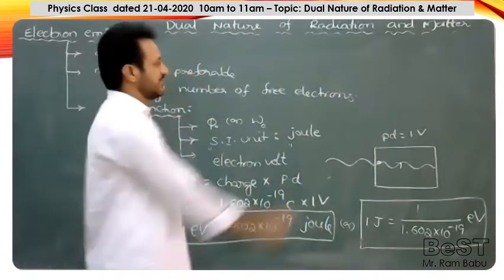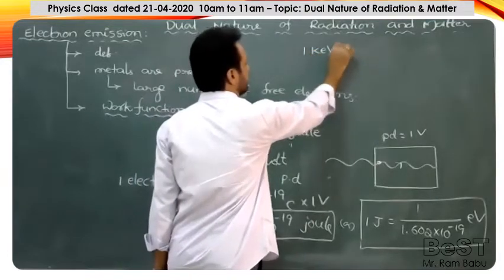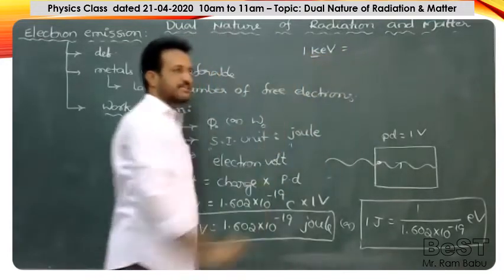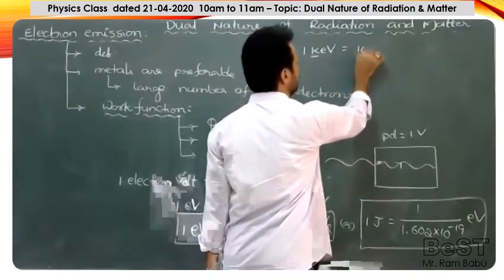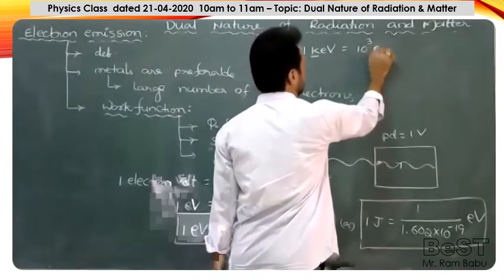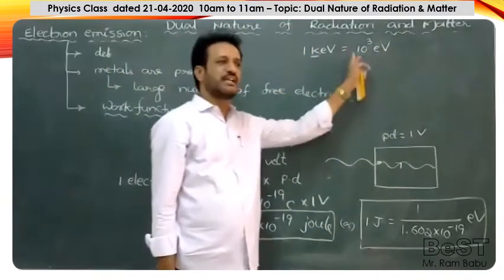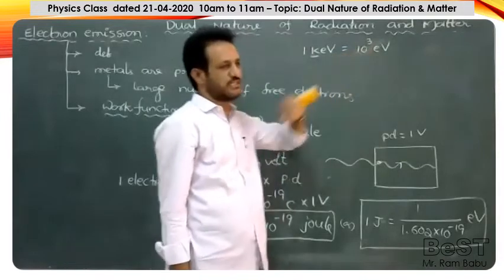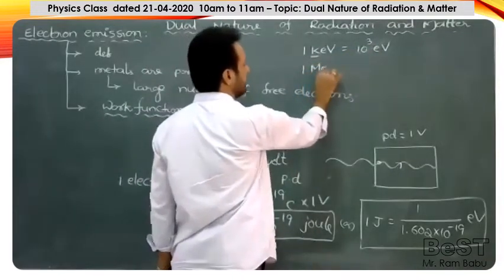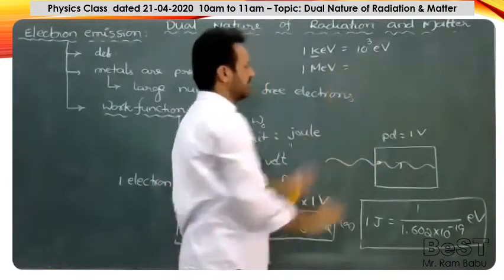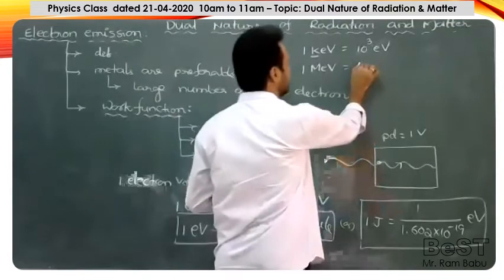Sometimes, what is the value of 1 kilo electron volt? Generally 1 kilo indicates 1000. So in place of the k, I am writing 10 cube. 1 kilo electron volt is equal to 1000 electron volt or 10 cube electron volt. Or 1 mega electron volt, MeV, million, is equal to, in place of mega, you should write 10 to the power of 6.